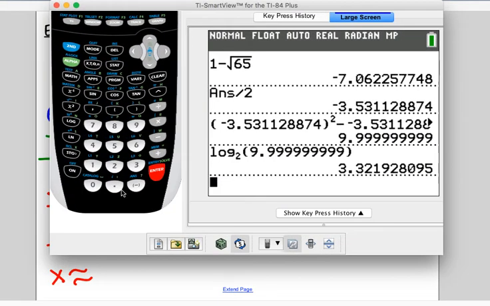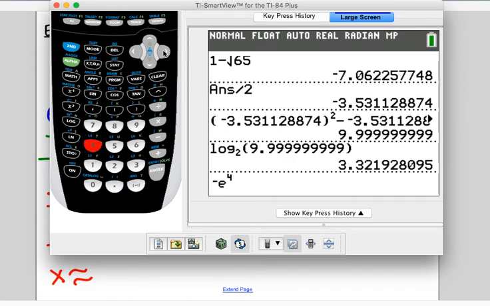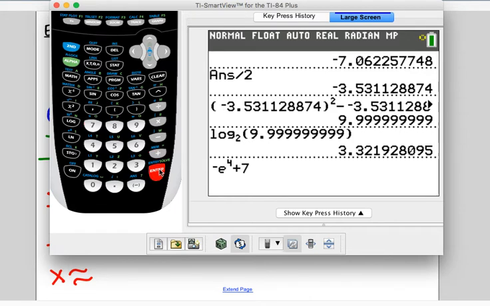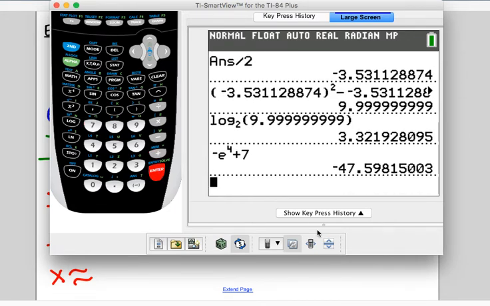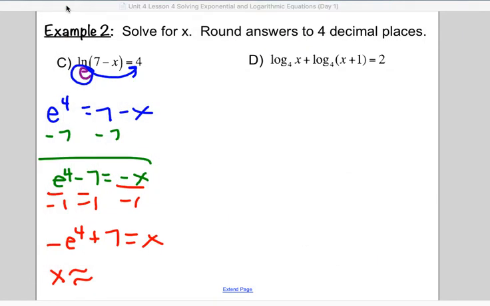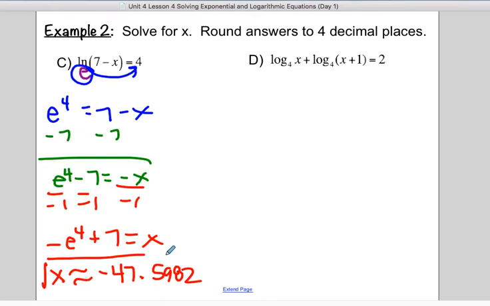So negative e to the 4th plus 7. Okay, so we get negative 47.5982. So I write that down. Then I would say if I plug it in, if I do 7 minus a negative, if you minus a negative, you're really adding, so it's going to be a positive number. So I can write it down, but just be careful.